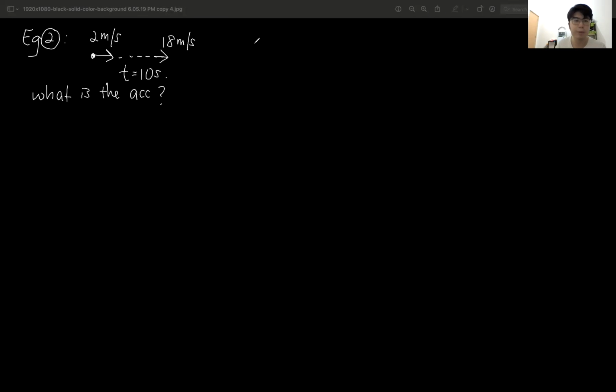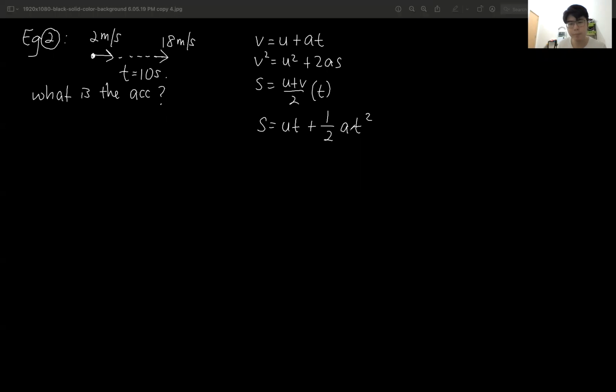Let me write the formula down. V equals U plus AT. V squared equals U squared plus 2AS. S equals (U plus V) over 2, times T. S equals UT plus half AT squared. Okay, you find the acceleration. The object accelerates from 2 to 18 in 10 seconds. You find the acceleration and also you find the distance traveled.